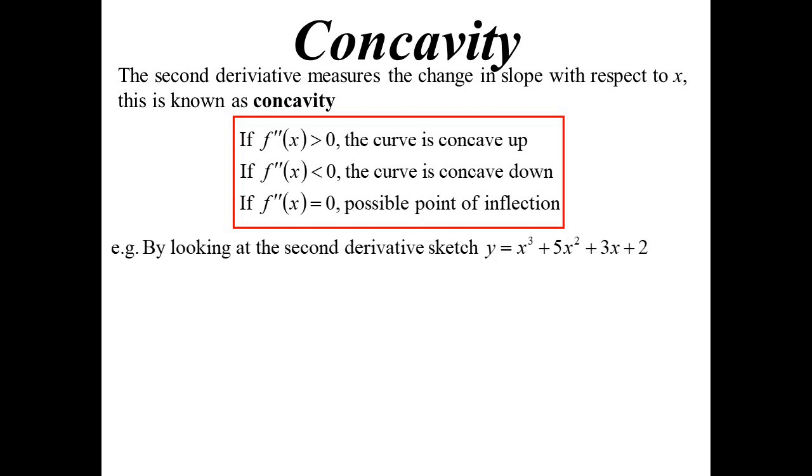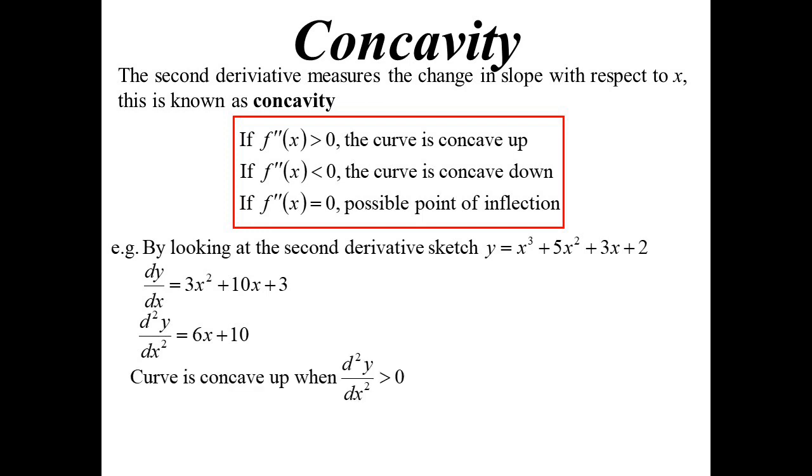So this time we're going to draw a sketch just looking at the second derivative. What would this particular polynomial look like? So we'll differentiate it once, differentiate it twice. So I'm just going to look at the second derivative, and all I know at this stage is I can use it to say concave up or concave down.